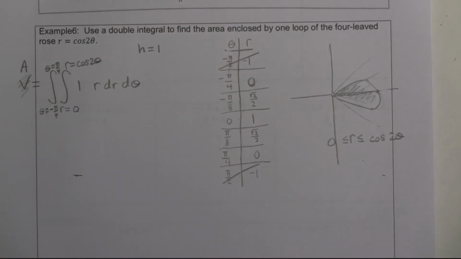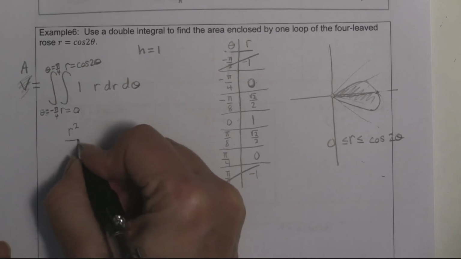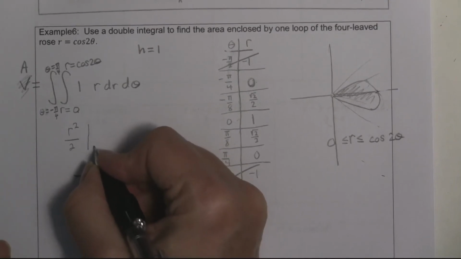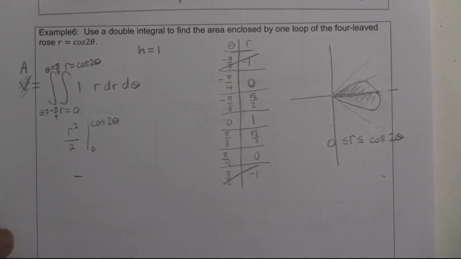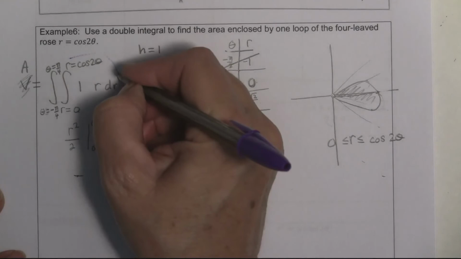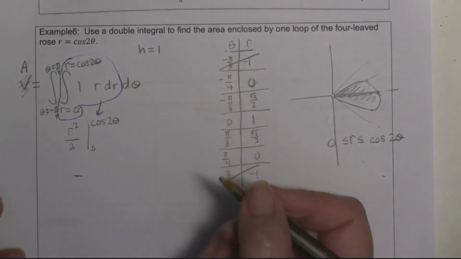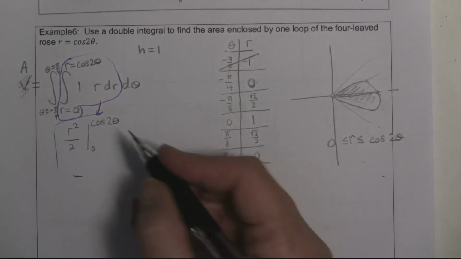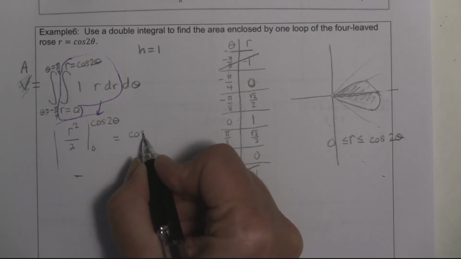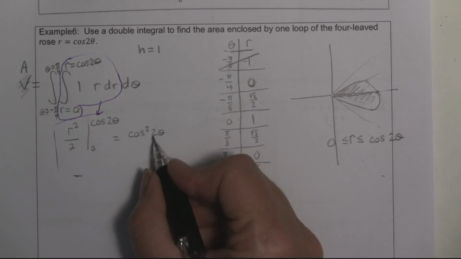So now I just have to integrate 1 times r, and 1 times r is r. And so when I integrate that, I get r squared over 2, and from 0 to cosine of 2 theta, right? And I like to put a box around this to show you that that's the part that I'm doing, right? And I'm going to put a box around that as my answer. So this is going to be cosine squared 2 theta, right? Because I square r.